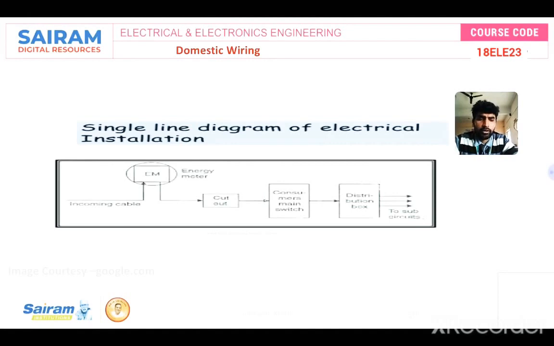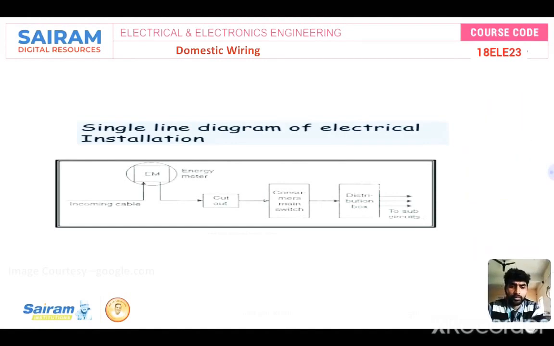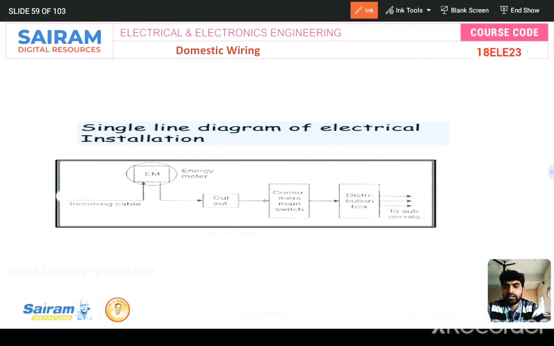This is the basic block diagram of an electrical power supply system from the pole till the sub-circuits. So here a cable is present, just to assume. And here, after the incoming cable, there is an energy meter. The energy meter measures how much energy we are consuming, I mean, how much power we are consuming.